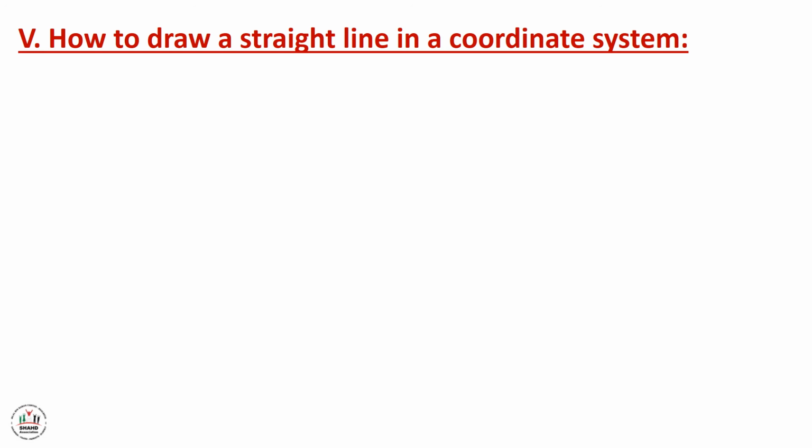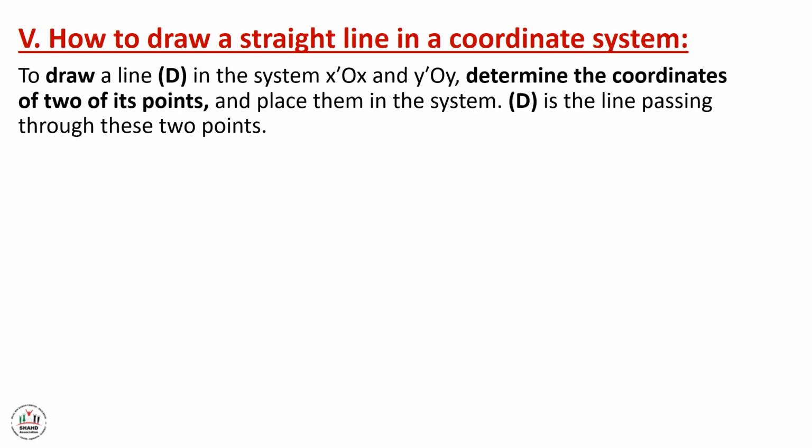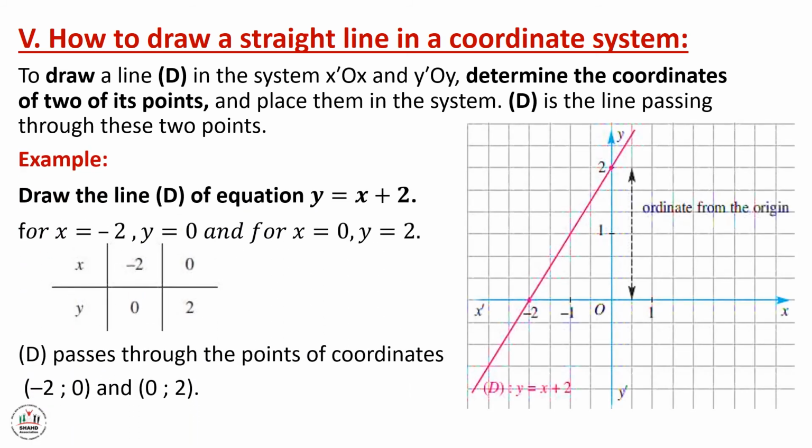How to draw a straight line in a coordinate system? To draw a line D with a given equation, you should first determine the coordinates of two of its points and place them in the system. Then you can draw the line D, because D is the line passing through these two points. Here we have an example.